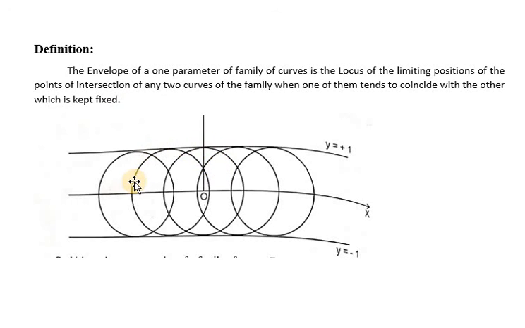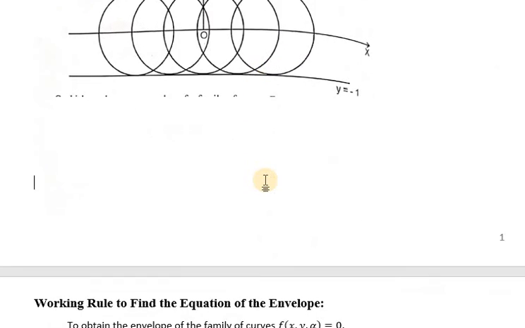You see, this is the family of circles varying between y is equal to plus or minus 1. See, all these circles are intersecting each other. Okay, now let us see the method of finding envelopes.